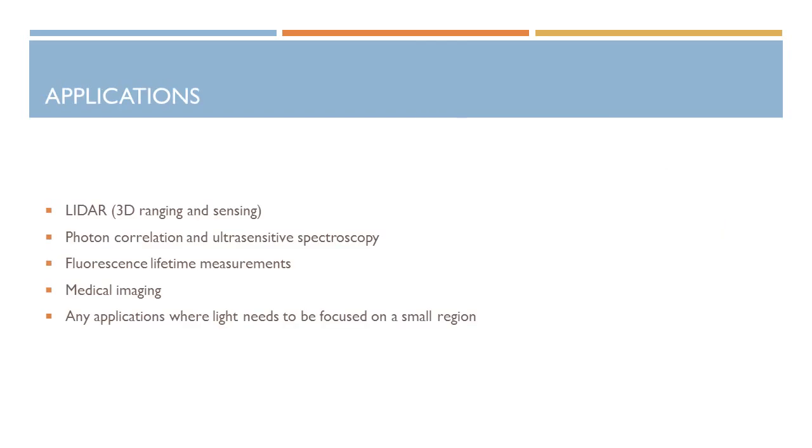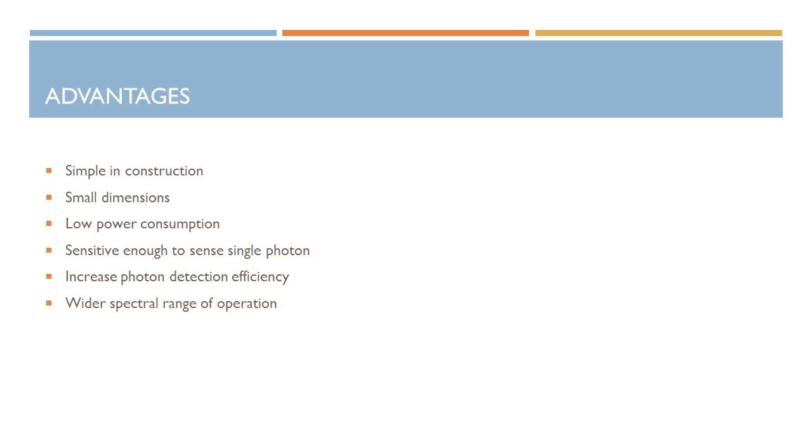And here are some applications of single photon avalanche diodes. They range from LiDAR to medical imaging and basically include any application where light needs to be focused on a precise region. So to wrap things up, let's revisit the motivations behind why we use single photon avalanche diodes. They are relatively simple and small and power efficient compared to other photodetectors. They have the sensitivity of sensing a single photon and are very efficient in photon detection. And with advancing technology, continue to widen the spectral range at which it can detect photons.